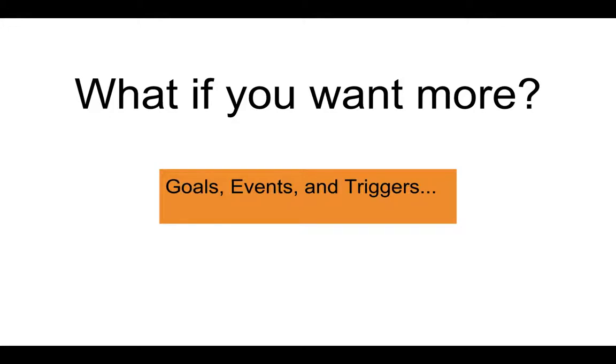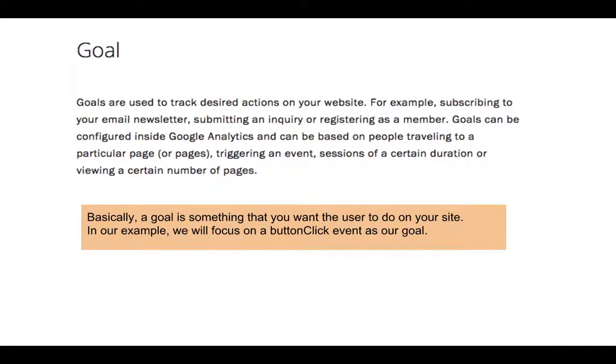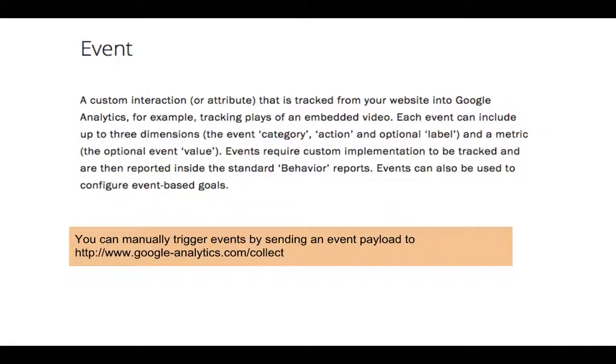So if you want to go a little bit deeper with it, you have to go into goals, events, and triggers. A goal is basically something that you want your user to do on your site. So if you sell something on your site, you want your users to hit the Buy Now button. You want them to actually pay for something. And there are other examples of goals. An event is the actual button click itself. So if you set your goal as the Buy Now button, the button click is the event that represents the goal.